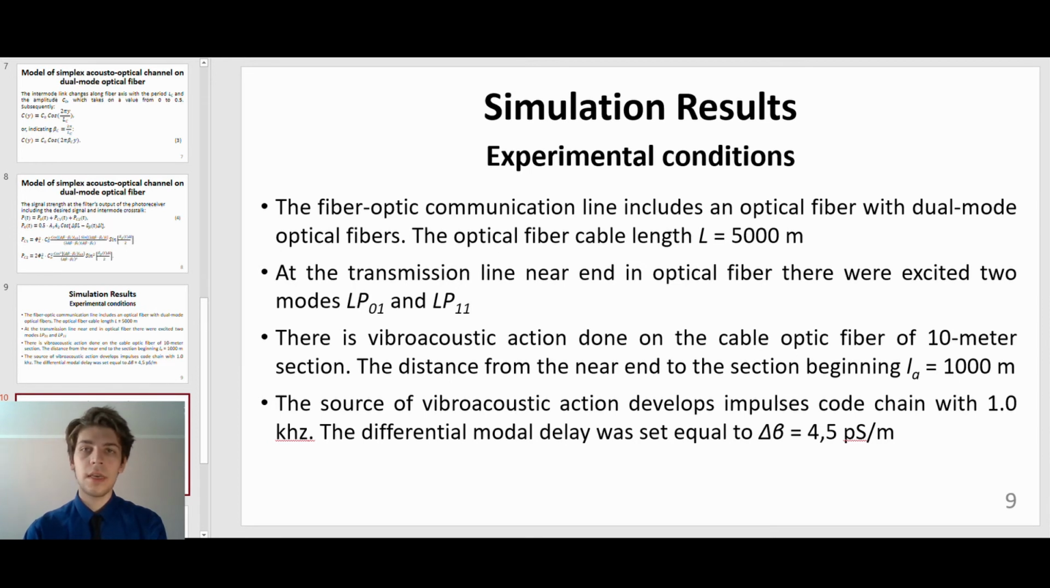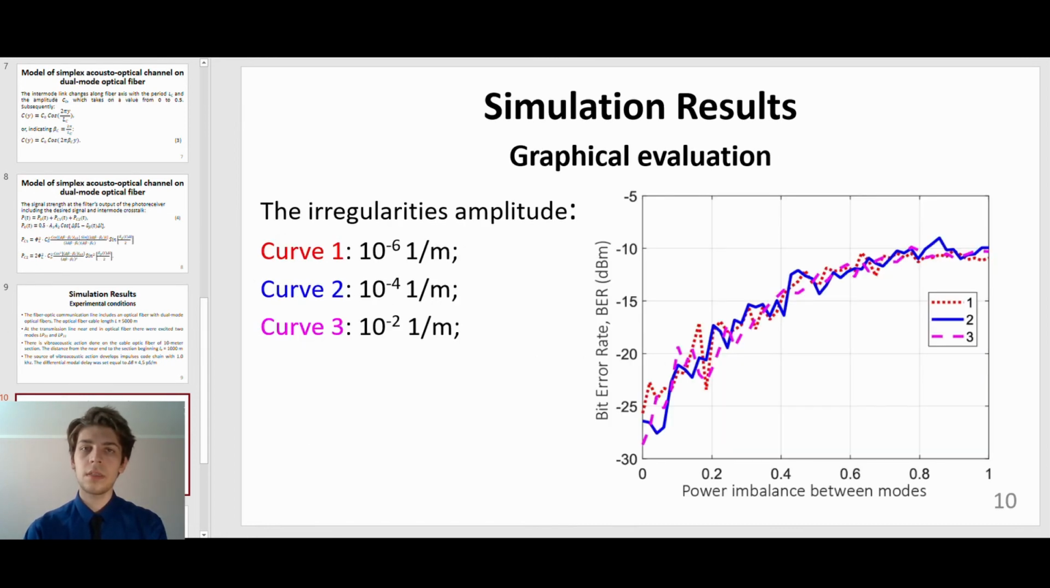There is vibroacoustic action on a 10 meter section of the optical fiber cable. The distance from the near end to the beginning of the section is 1000 meters. The differential mode delay was set equal to 4.5 picoseconds per meter. The source of vibroacoustic action develops an impulse sequence with a frequency of 1 kHz. The low-frequency signal at the output of the square law receiver was simulated using the model described above. Bit error rate was estimated implementing the Q-factor concept with allowance for the photoreceiver Gaussian noise.